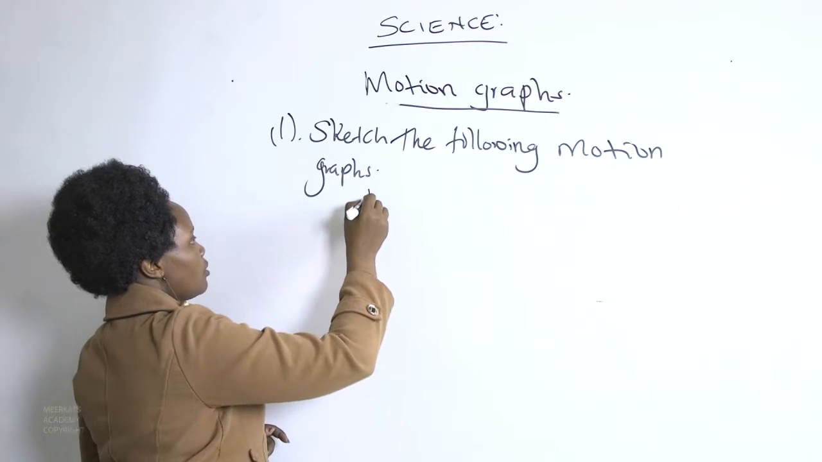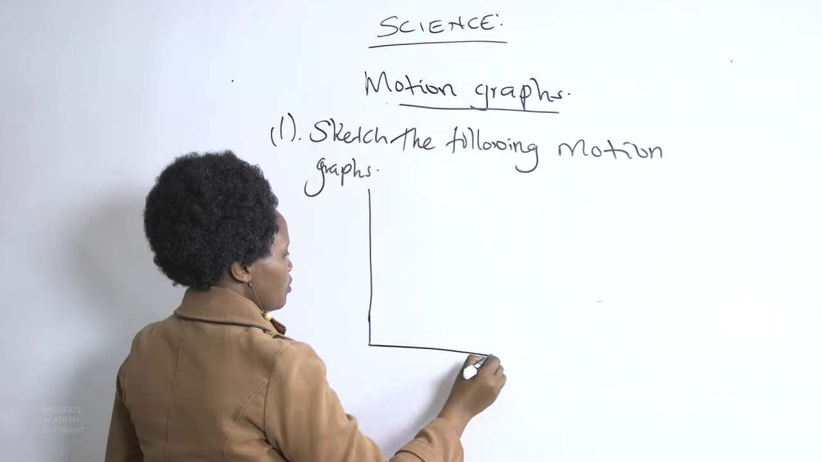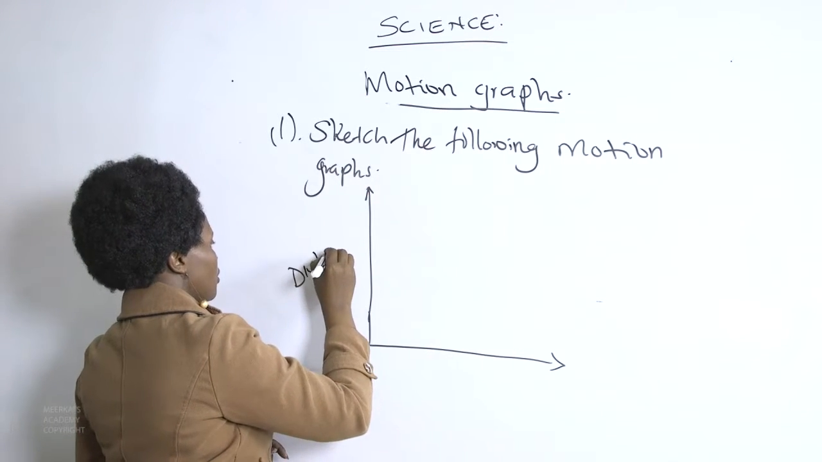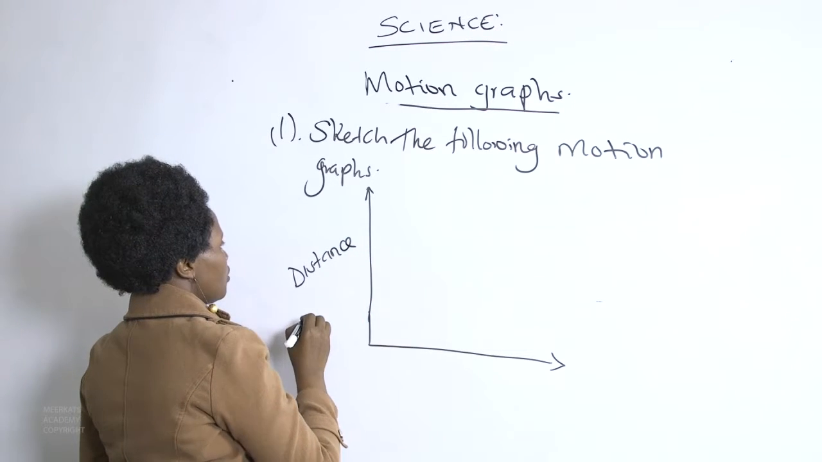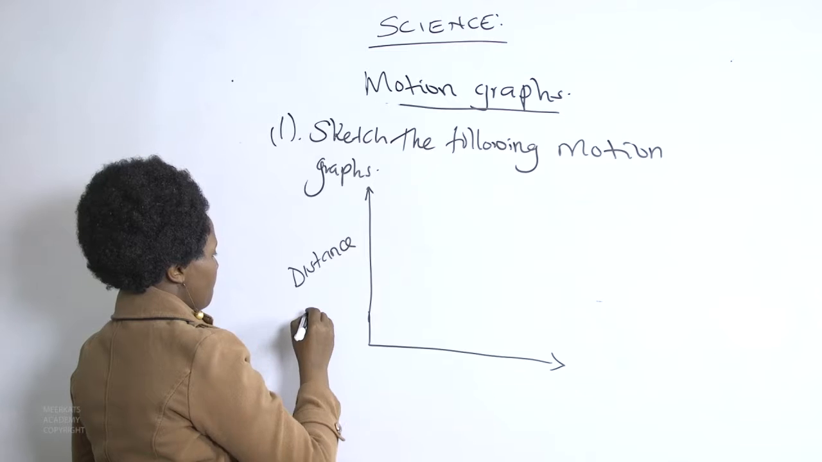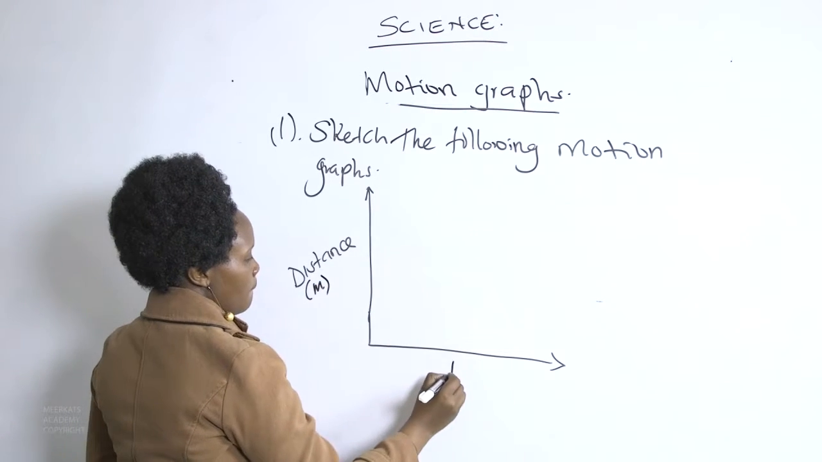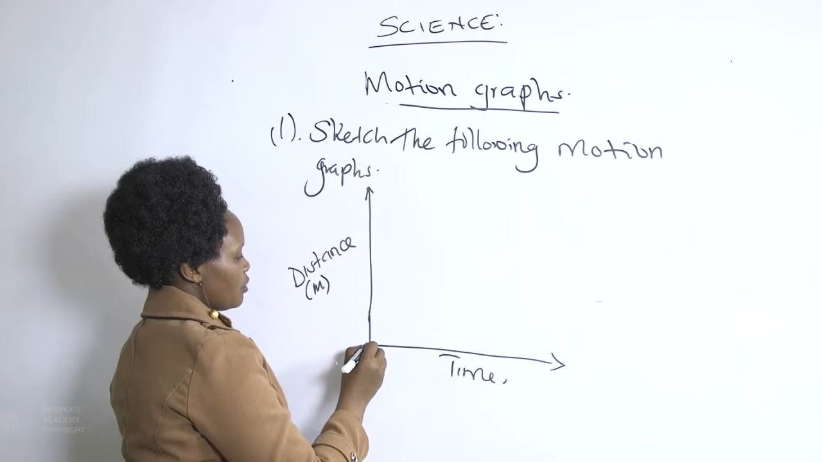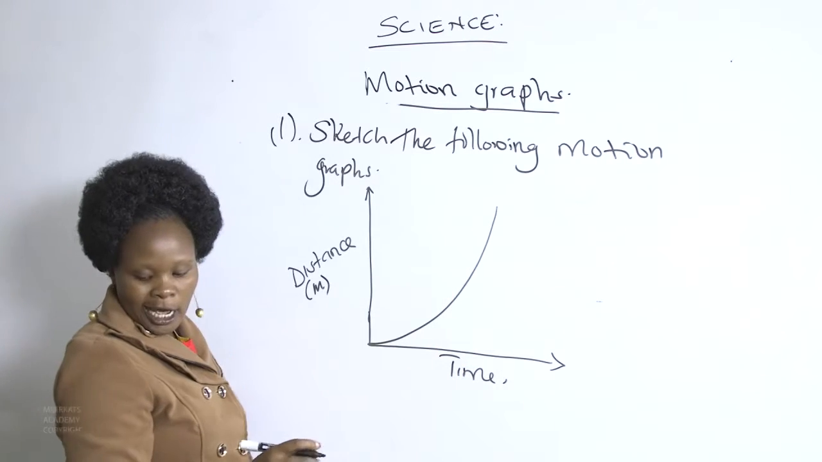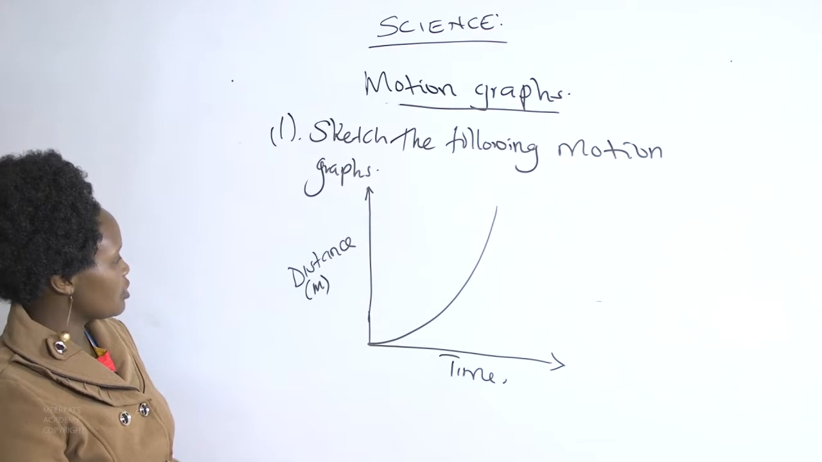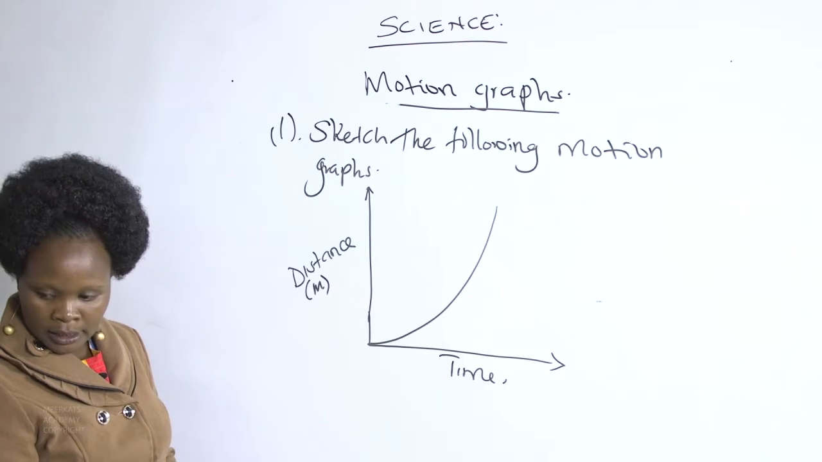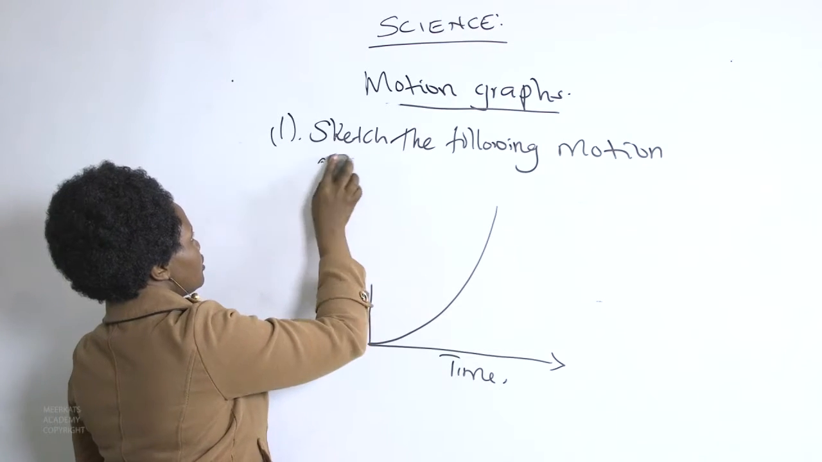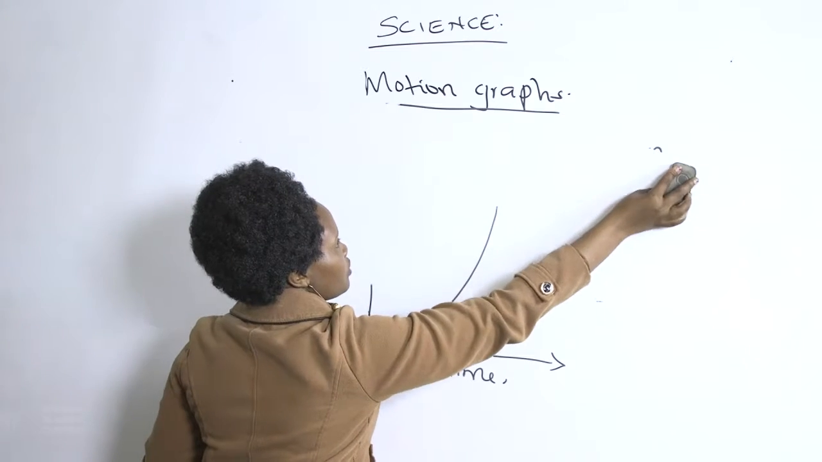It's distance time. And a distance time graph for a body that is accelerating is a curve to show that the speed is varying uniformly. Now, let us look at part 2 of the question.